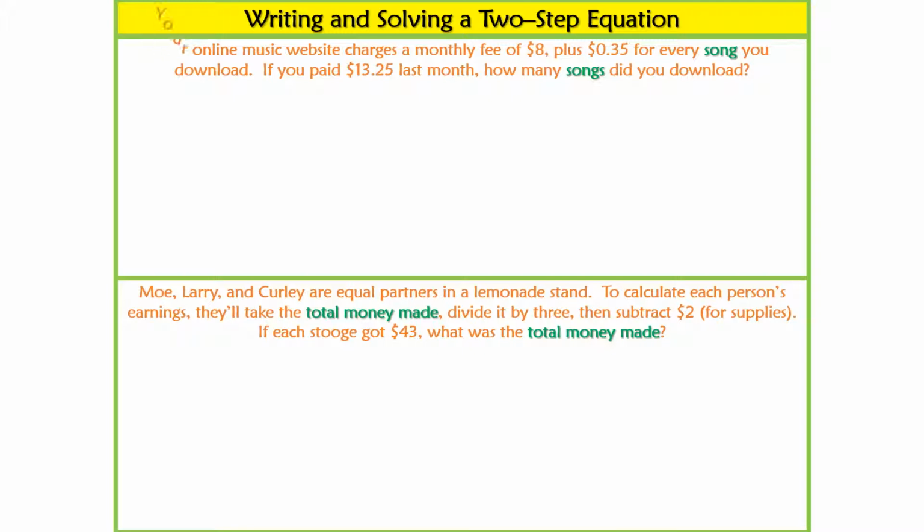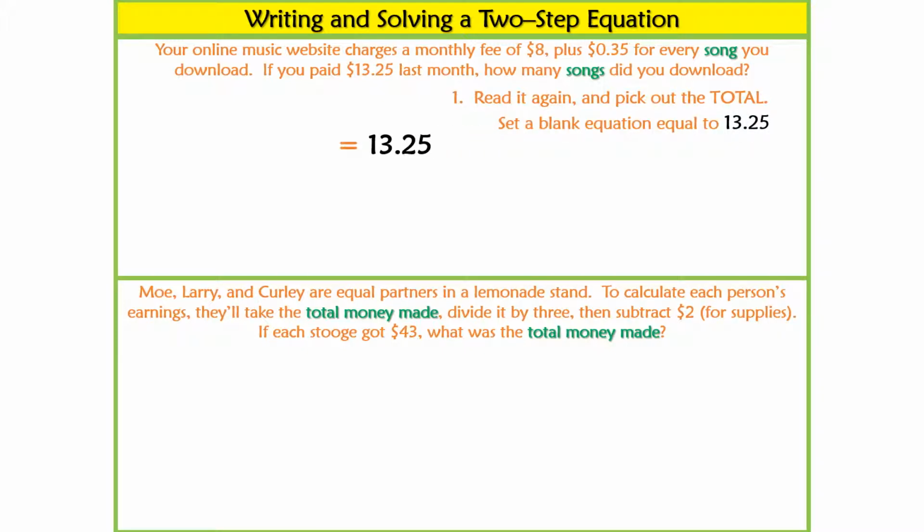Well, step one is let's reread this situation and let's look for something that seems like a total. Yep, I got $13.25 as well. So let's set up a blank equation equal to $13.25. Now, second step, let's ignore the numbers for a second and let's just think in words. How do we get to the total in this situation?